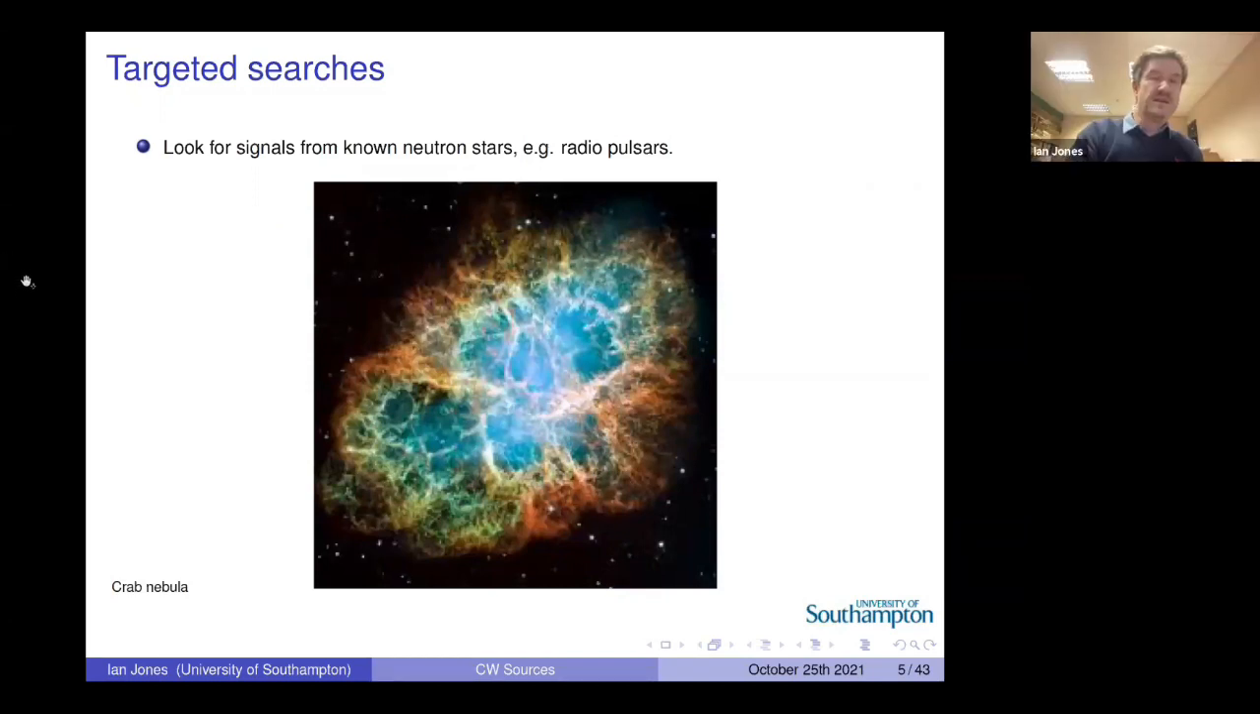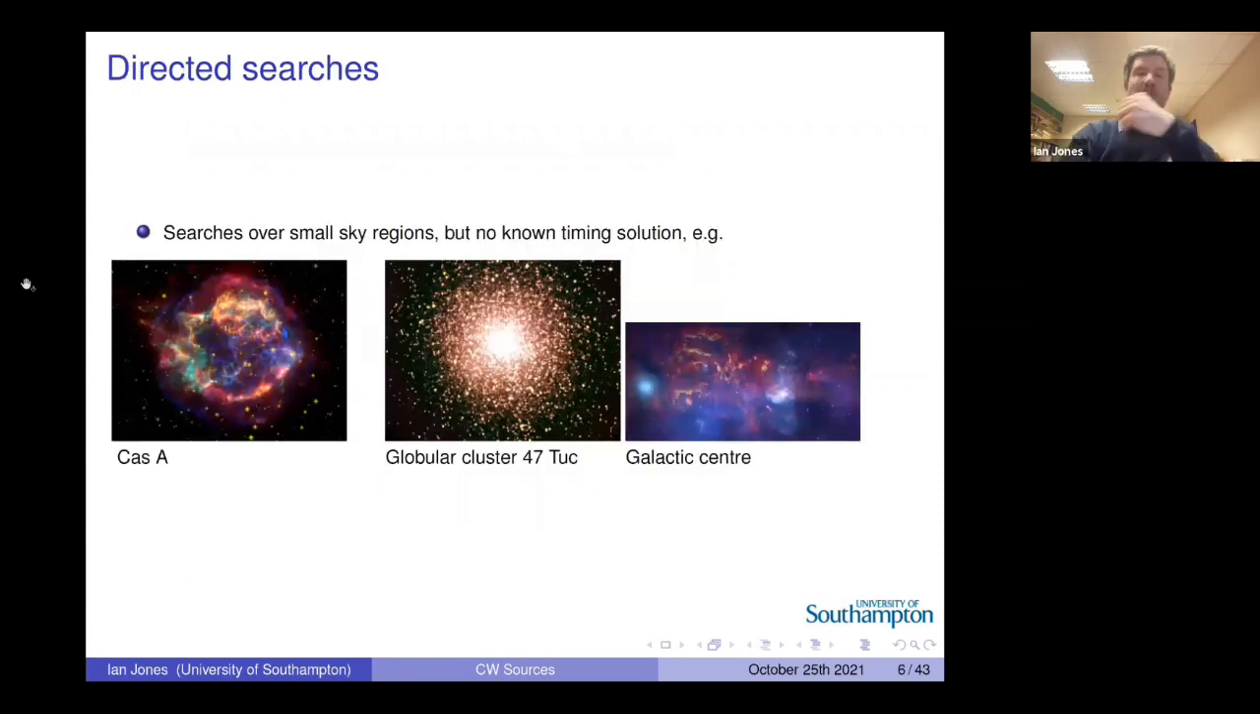So, okay, next slide. The next most difficult or computationally expensive search to do are these so-called directed searches. So now we're thinking that we've got some relatively small patch in the sky that we're interested in.